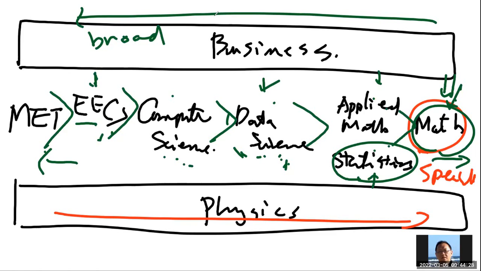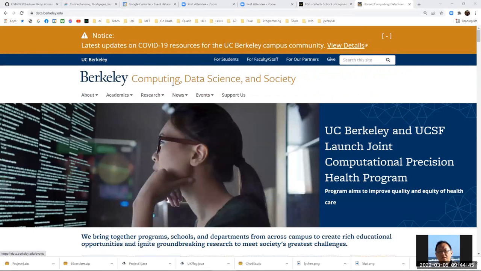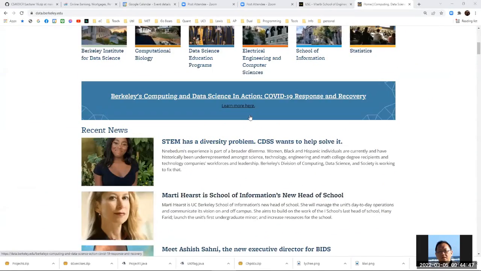Data science needs people of different kinds in this spectrum, and that's why Berkeley is trying to create a new college called Computing, Data Science, and Society.